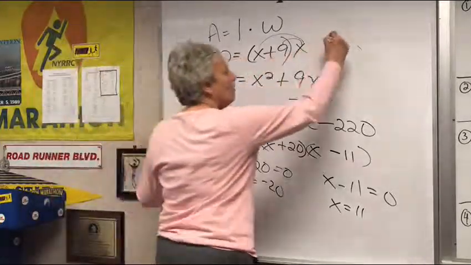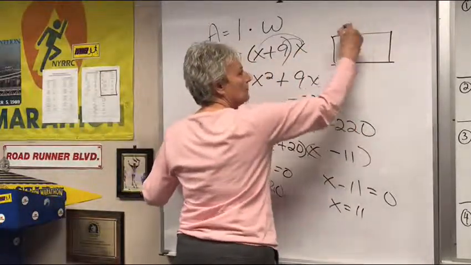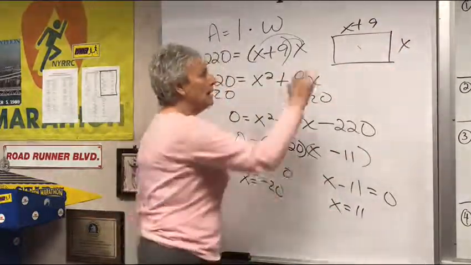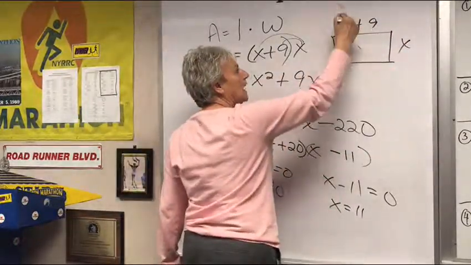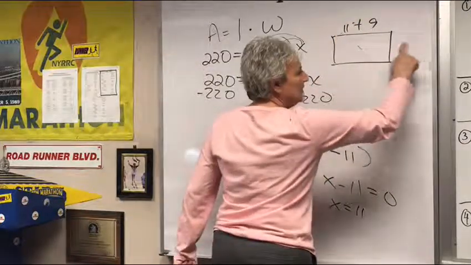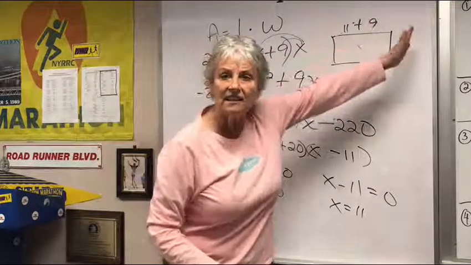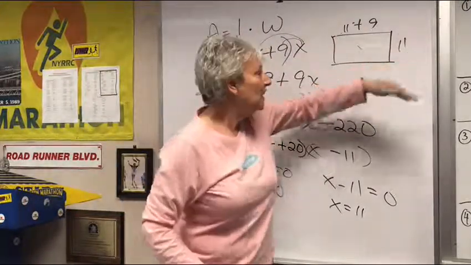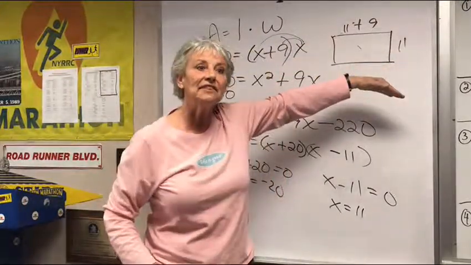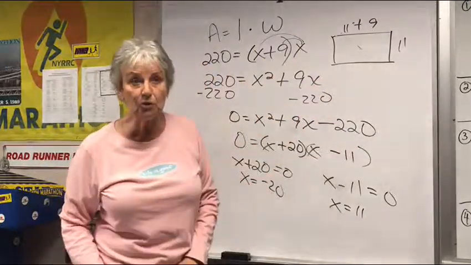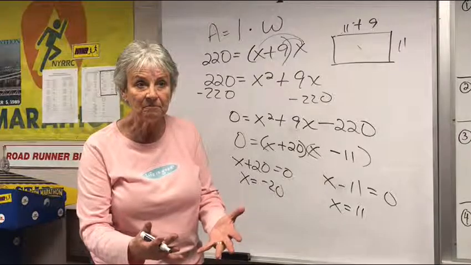So let's look at our rectangle. You have x plus 9 and x. So erase the x and put 11. Erase this x and put 11. So the length is 20. The width is 11. And guess what? 11 times 20 is 220, just like it says.